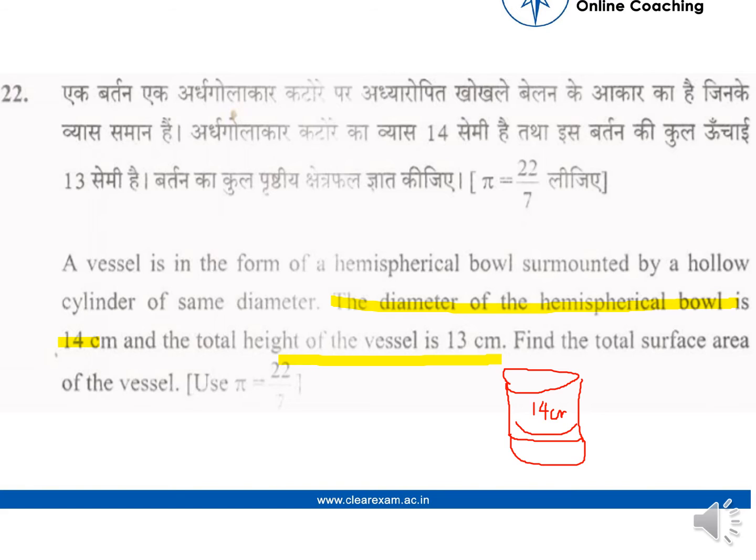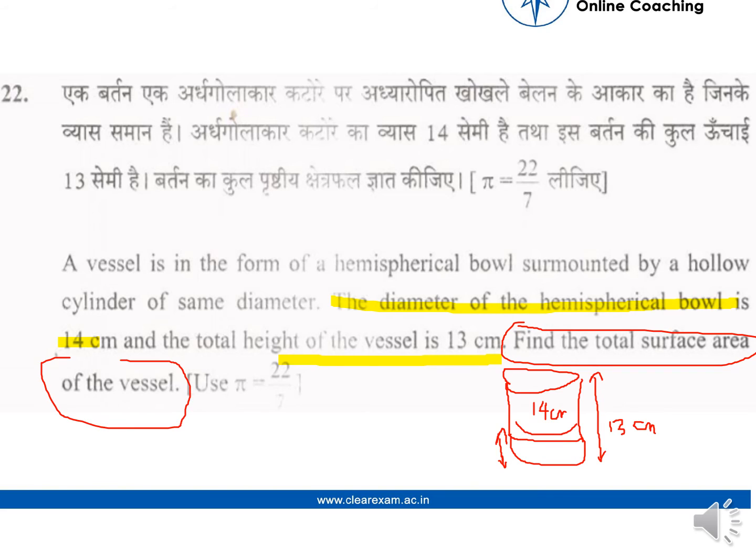and the height of the vessel is 13 centimeter. So we need to find the total surface area of the vessel. So this is the vessel, and this is the shaded area we need to find. In order to find this area, first of all we need to find this height.